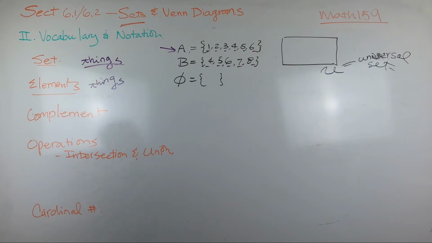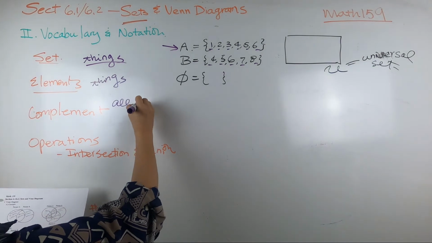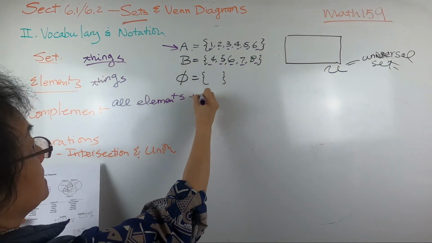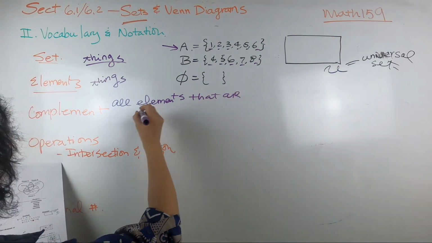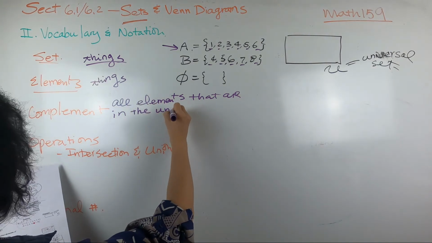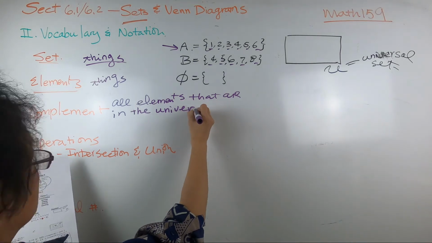So an individual thing inside the set is called an element. Another terminology we use is called complement. So we say the complement of a set A consists of what? It's all the elements that are in the universal set.